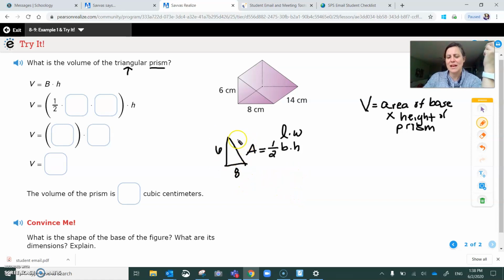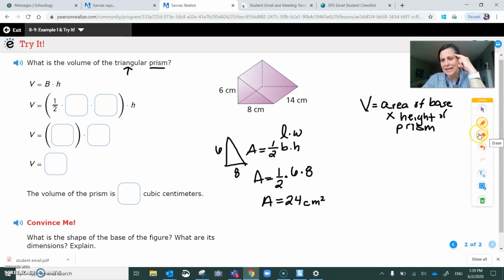So the area of this triangle is half the base times the height. The base and the height are 6 and 8. It doesn't really matter which one's which. 6 times 8 is 48, and half of 48 is 24. So the area of that triangle is 24 centimeters squared, because it's an area.